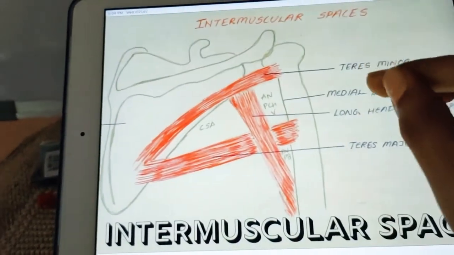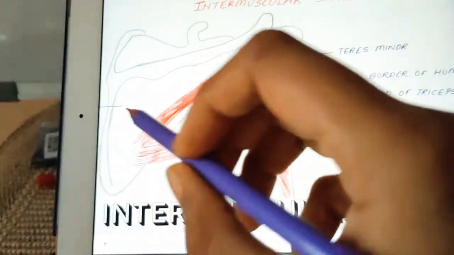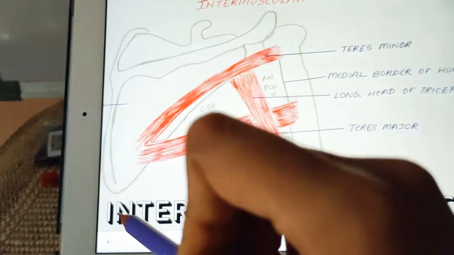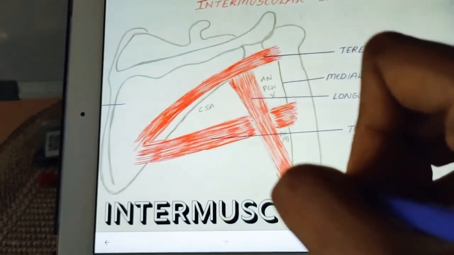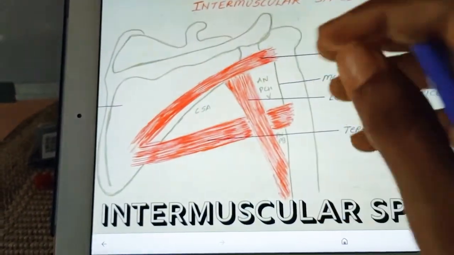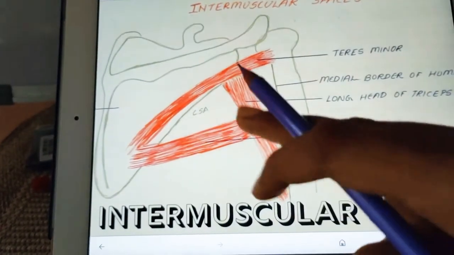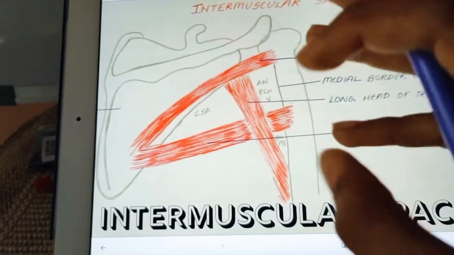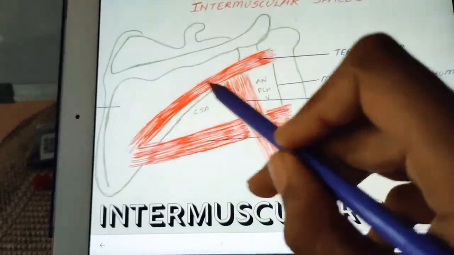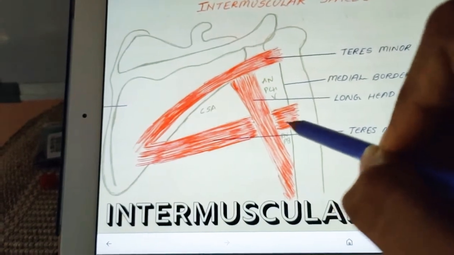To understand this diagram, just draw the three muscles. First draw teres minor, next draw the long head of triceps brachii, and next lower draw teres major. To remember the order: first teres minor, next teres major, next the long head of triceps brachii. That's it. Then the three spaces will form: first the upper triangular space, next the quadrangular space, next the lower triangular space.